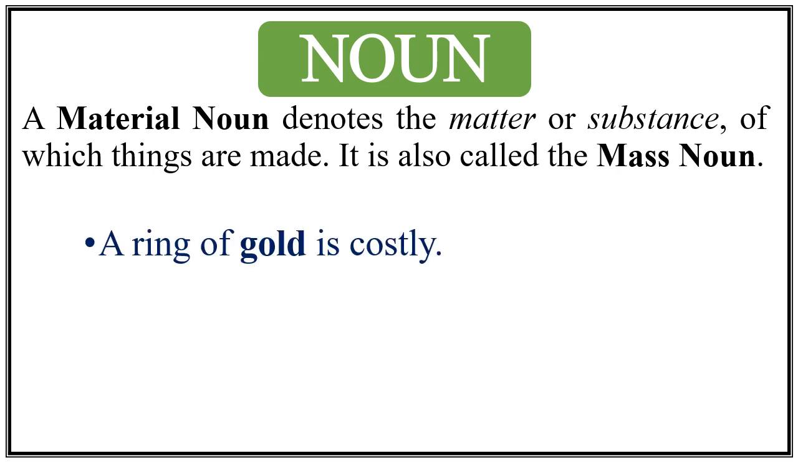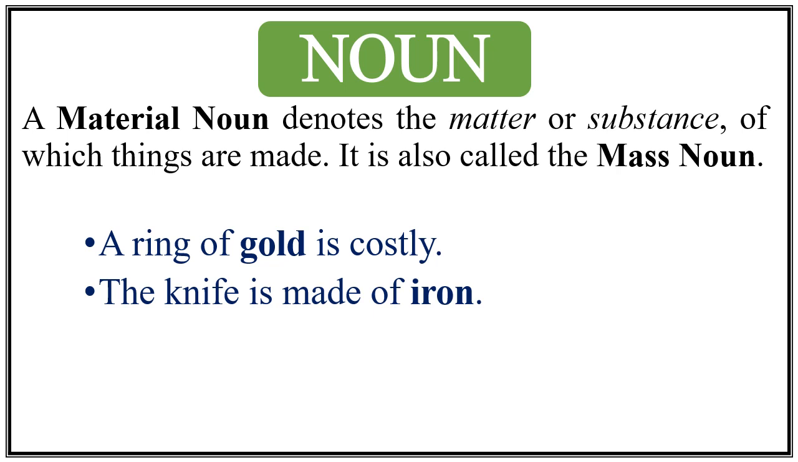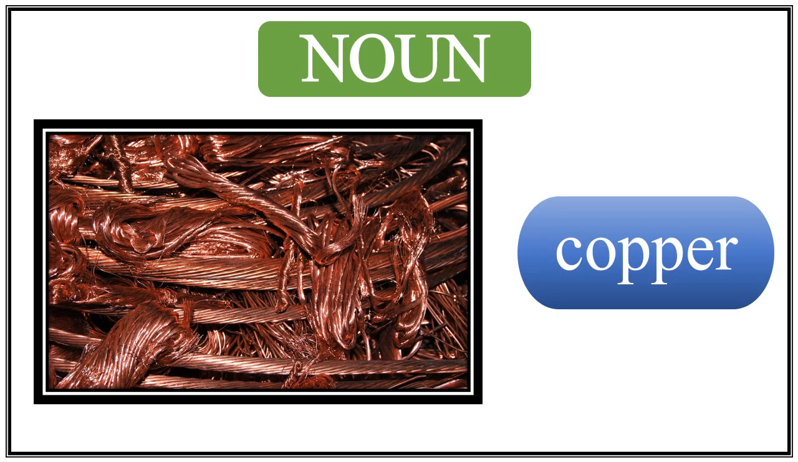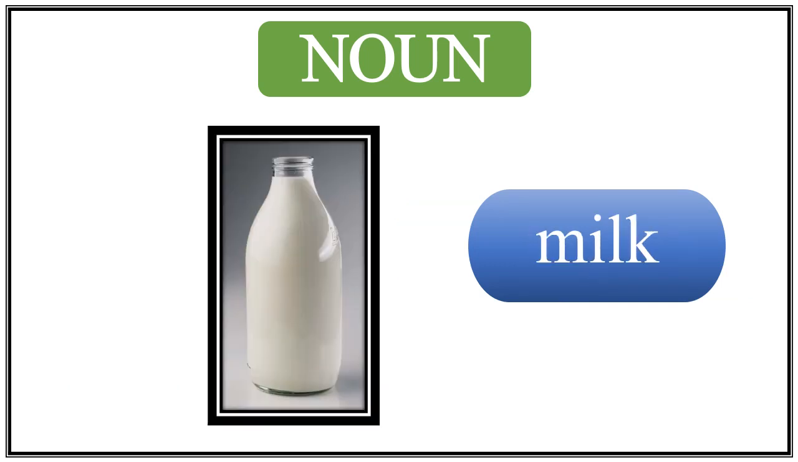1. A ring of gold is costly. 2. The knife is made of iron. 3. The toy is made of steel. Gold, iron, steel in the sentences are material nouns. They are the materials from which ring, knife and toy are made. Let me give you few more examples, such as copper, oil, sugar, milk, mutton.